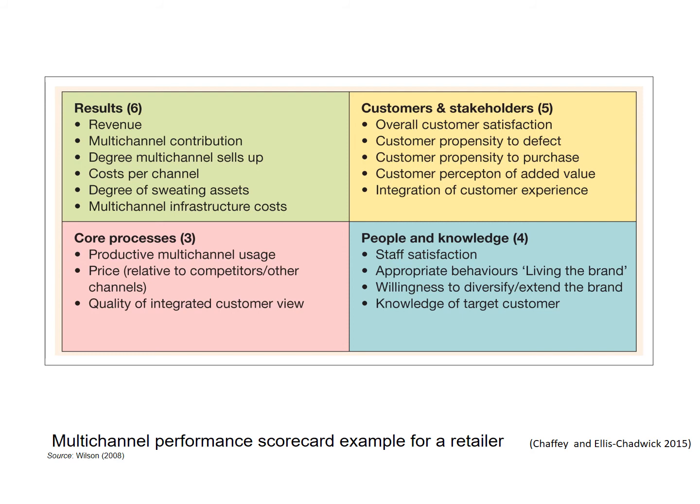So here we're talking about how do you rate your own performance, and here are some areas, in terms of results, customers and stakeholders, people and knowledge, and core processes. You've got different scorecards to try and rate yourself to see how you're doing or not in relation to your competitors and in relation to you achieving your targets. So again, this might show you if you're doing good or not, and then what action you need to take in order to get better.